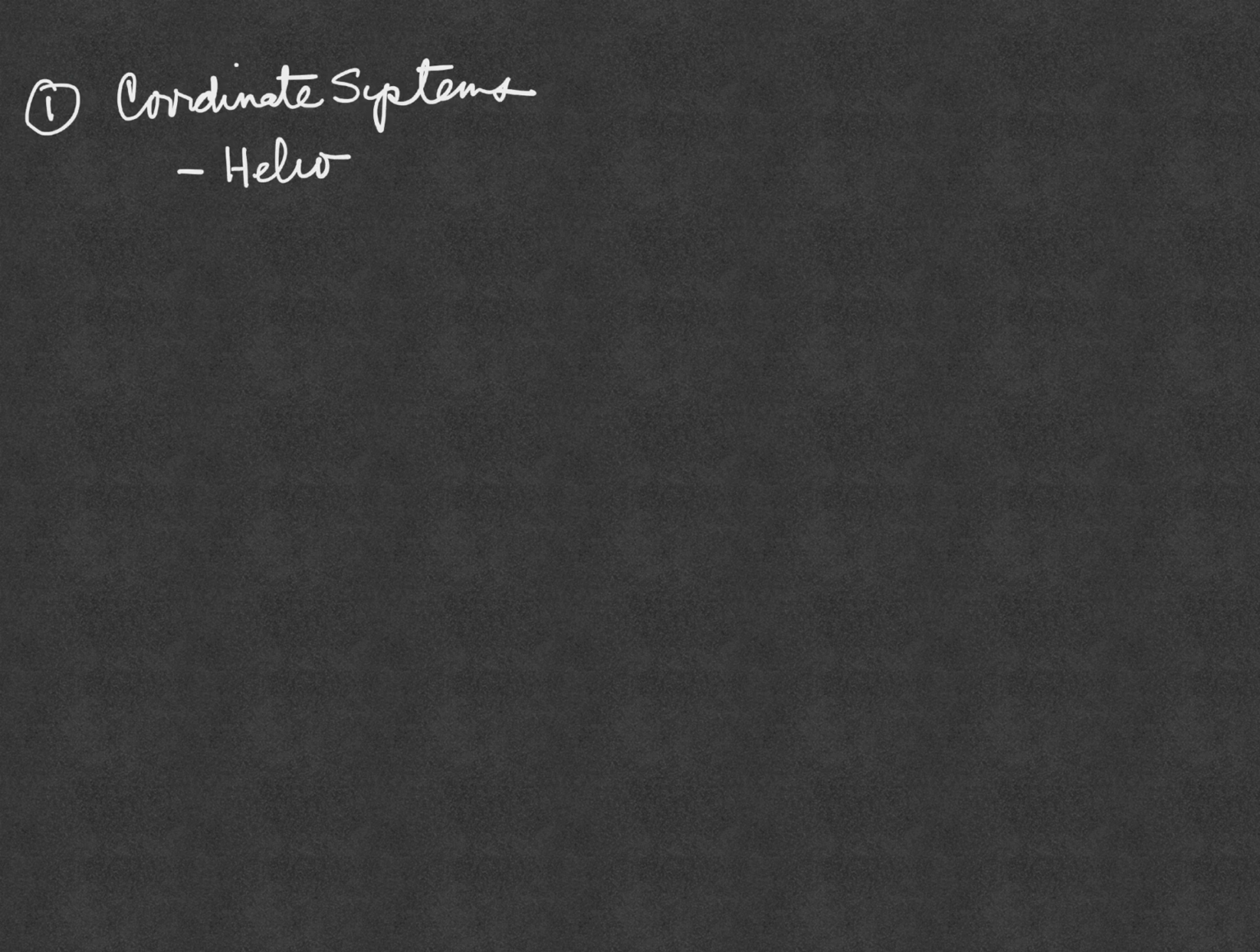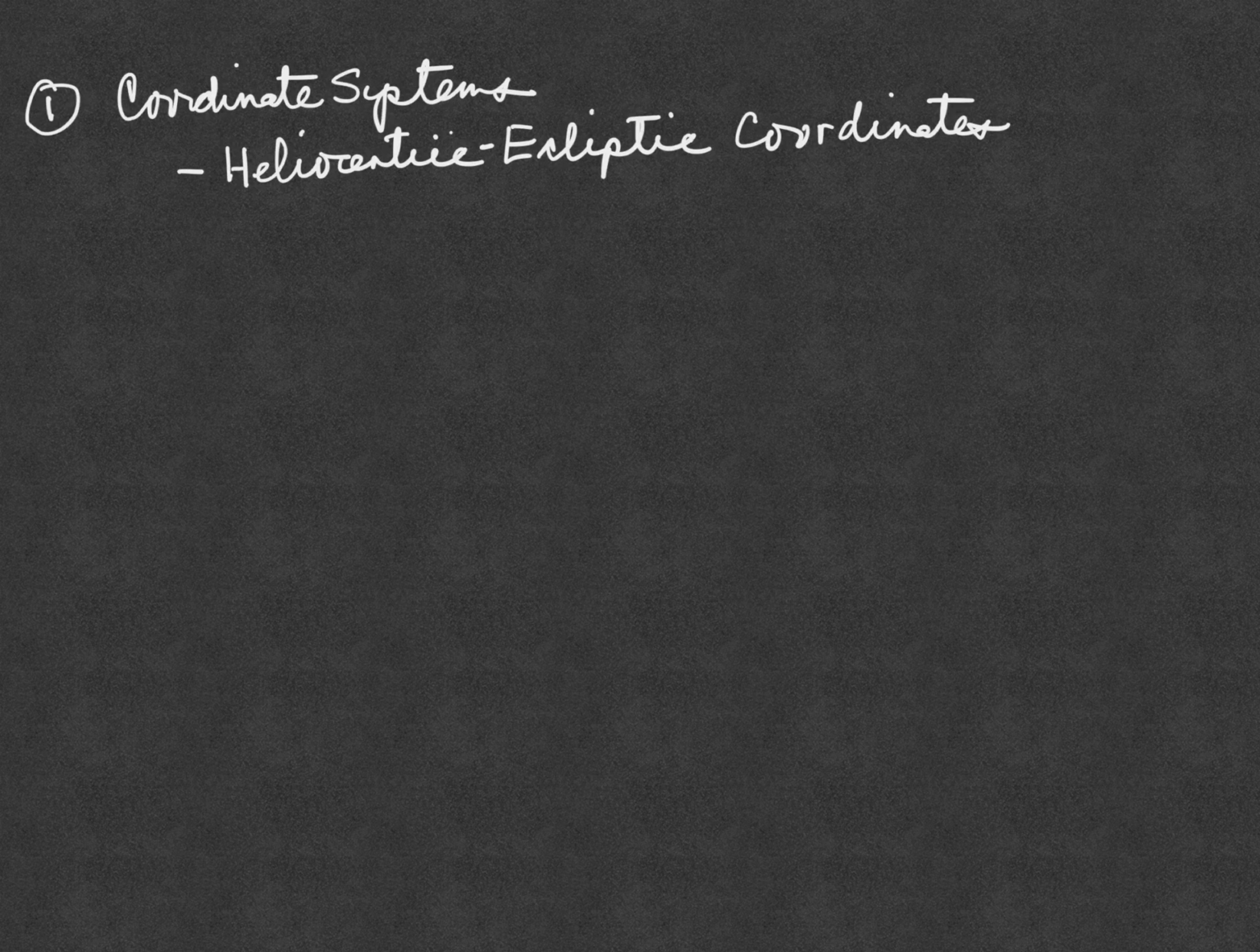First, we will provide coordinate systems that form the foundation of describing the orbit in space. These coordinate systems are the heliocentric-ecliptic coordinates, and the second are what are called Earth-centered inertial coordinates.